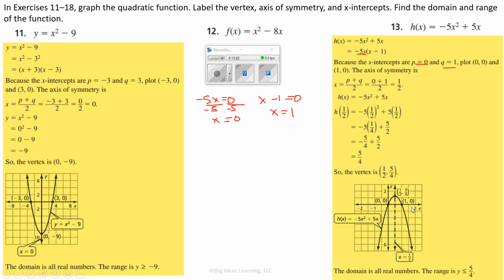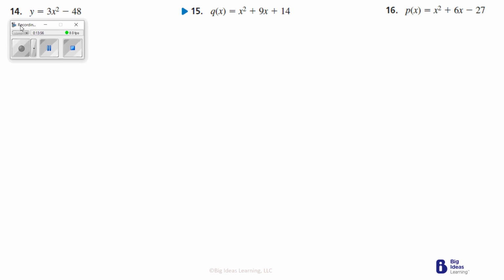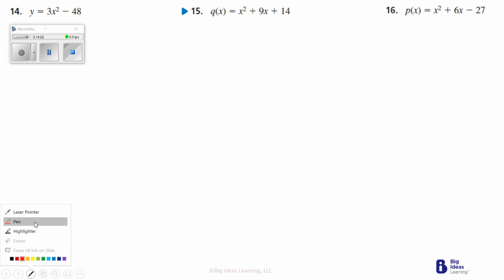And we just make our graph. I'm not sure I remember over here, domain was all real numbers, and the range is y is greater than negative 9 over here. Of course, with this parabola going in this direction, we have all real numbers, and the range is y is less than 5 over 4. All right, let's go to number 14, or no, number 15, sorry. All right, number 15, let's see here.